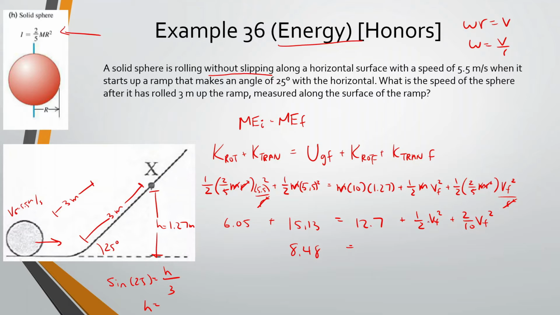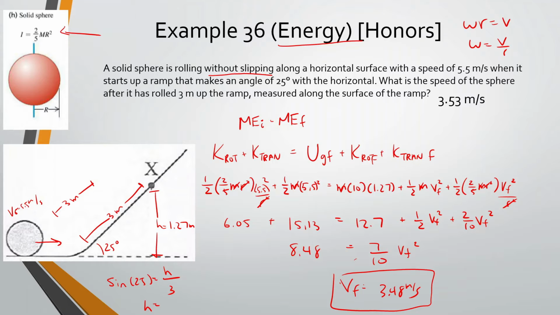And it's going to be equal to 5 over 10. So it's going to be 7/10 v final squared. Now I'm going to multiply by 10, divide by 7, and then square root that. And we now get v final is equal to 3.48 meters per second. Might be a little bit different if you use 9.8, but that's what you should get.